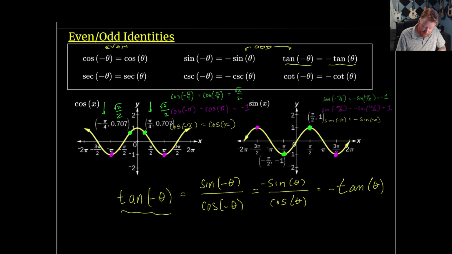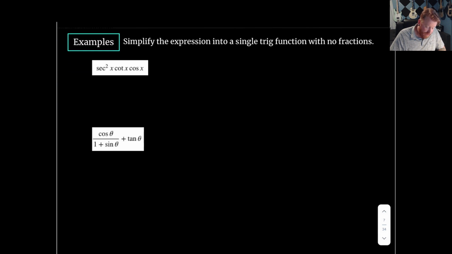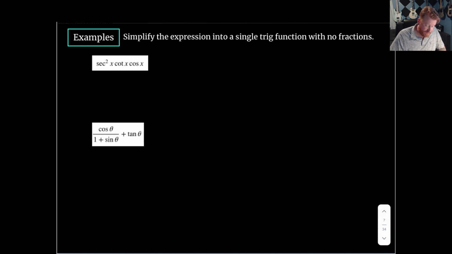We've got that tangent of negative theta is equal to the negative tangent of theta every time, and so we get the same relationship for its reciprocal function as well. So now we know cosine and secant are even functions. Sine, cosecant, tangent, and cotangent are all odd functions, and we can use these properties if we see some negative values in the arguments. So all right, now it is time to hop into some examples here.